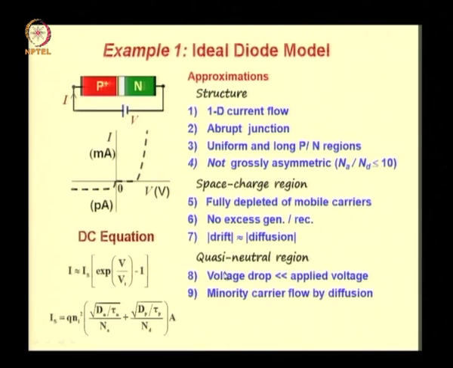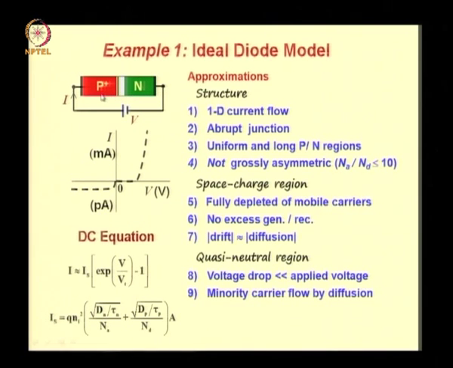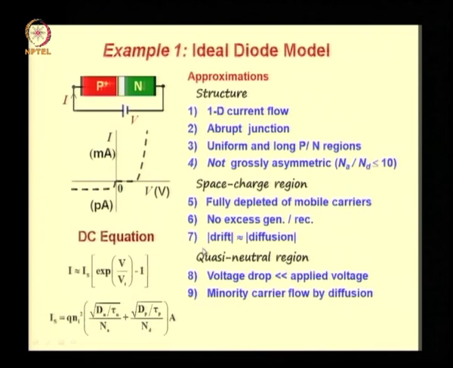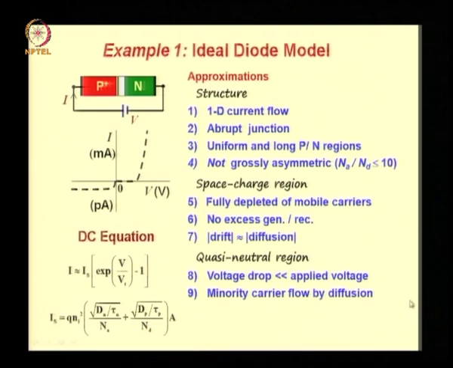Quasi-neutral region, we assume that the voltage drop across the quasi-neutral region is much less than the applied voltage. This means that this N region and this P plus region do not experience much of a voltage drop, and therefore, the applied voltage V falls almost entirely across the space charge region. Then minority carrier flow occurs by diffusion alone. So, in both N and P neutral regions, the minority carriers are flowing because of diffusion alone.